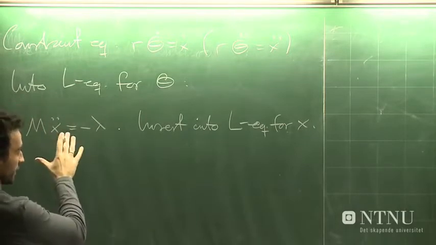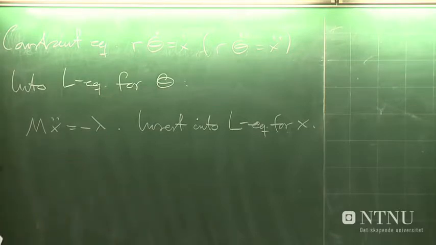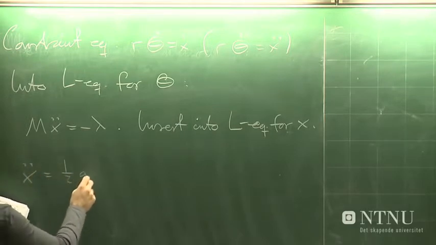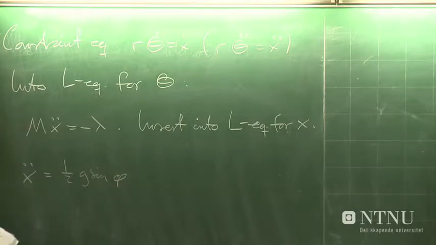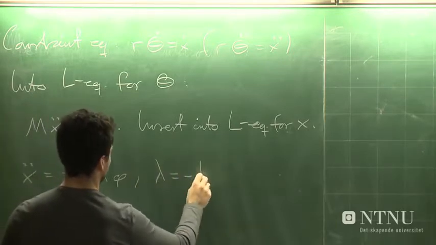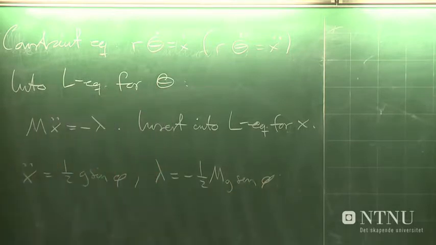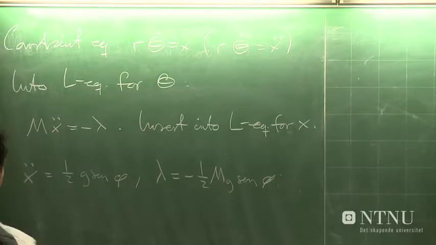Which, if I now take this and insert it into the Lagrange equation for x, gives me that. And also this. So putting this back into the constraint equation, I also have now an equation for theta.